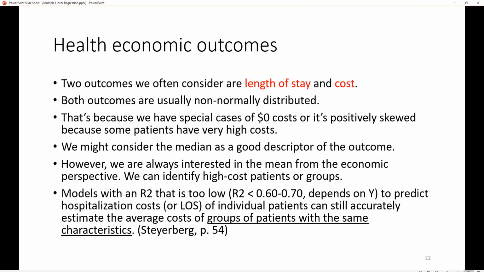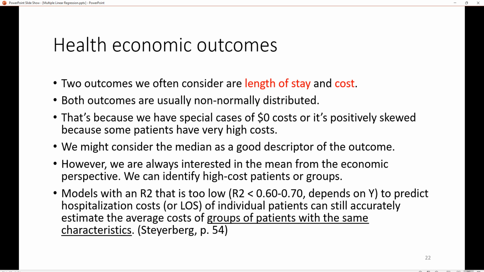We also, with multiple linear regression, have health economic outcomes. Two outcomes we often consider are length of stay and cost. Both outcomes are usually non-normally distributed. That's because we have special cases of zero cost, or it's positively skewed because some patients have very high cost. We might consider the median as a good descriptor of the outcome. However, we are always interested in the mean from the economic perspective.